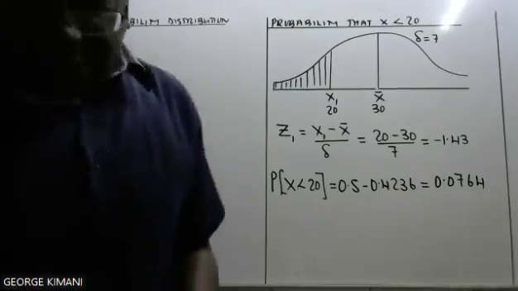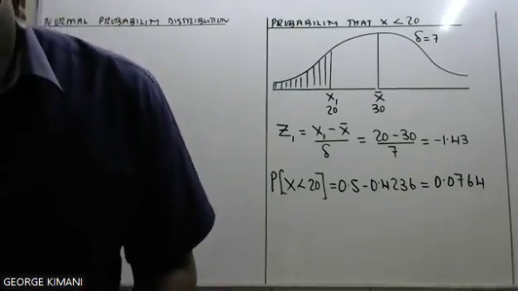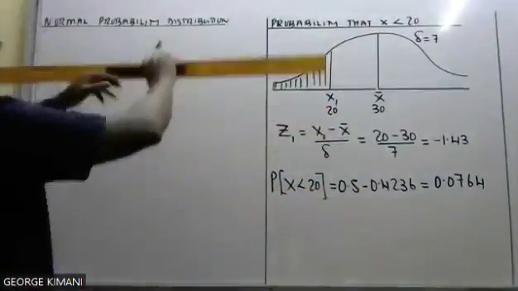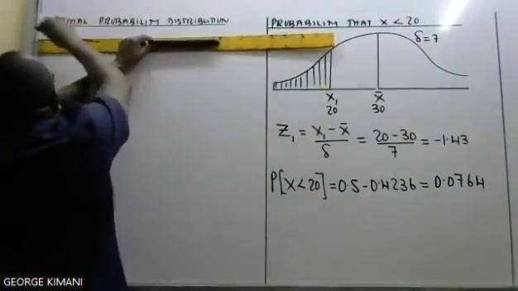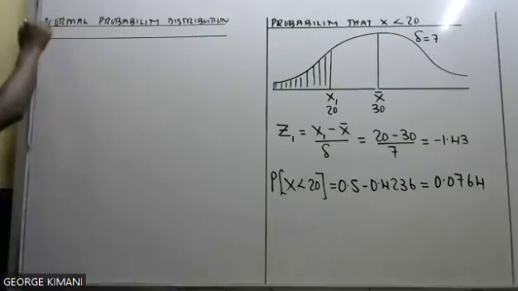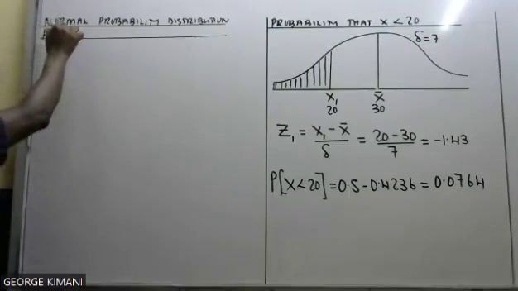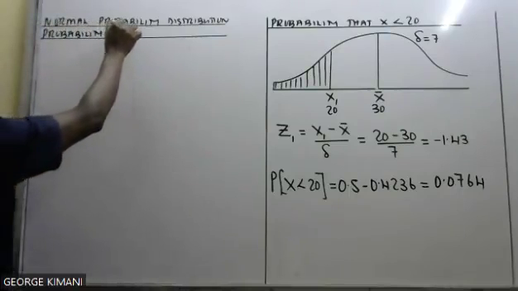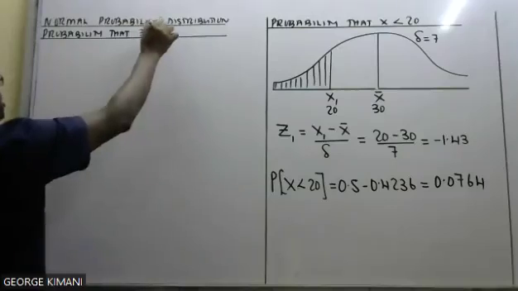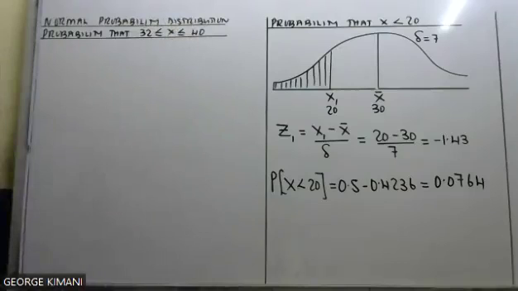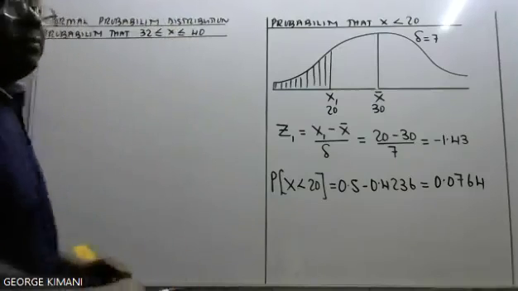Let us go to the next. The next is saying probability that we are between that 2 and 40. So probability that X is between that 2 and 40. X is between that 2 and 40.